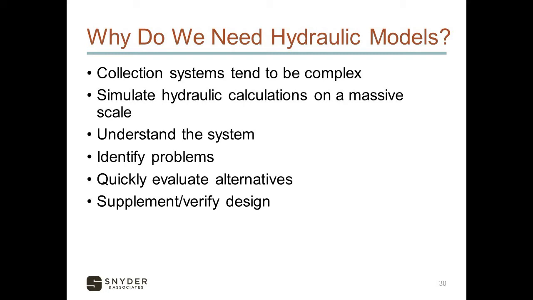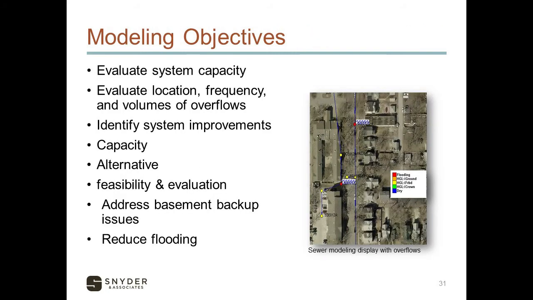They allow us to understand the system. We can quickly identify problems. And if we're getting into some of our design alternatives, we can make some small changes and just see what happens, not only to the improvement that we're actually evaluating, but maybe there's some downstream impacts as well that we need to evaluate. Typical modeling objectives, we're trying to evaluate capacity, looking at location, frequency, and volumes of overflows to understand where some of the worst areas might be.